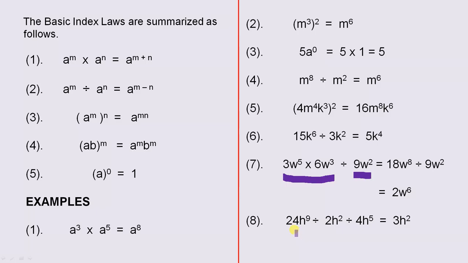Over here we'll look at the numbers in front first. 24 divided by 2 gives us 12. 12 divided by 4 gives us 3. So that's that part. h to the power of 9 divided by h squared gives us h to the power of 7. Of course, you just subtract the indices. h to the power of 7 divided by h to the power of 5 is h to the power of 2. So that is the answer.